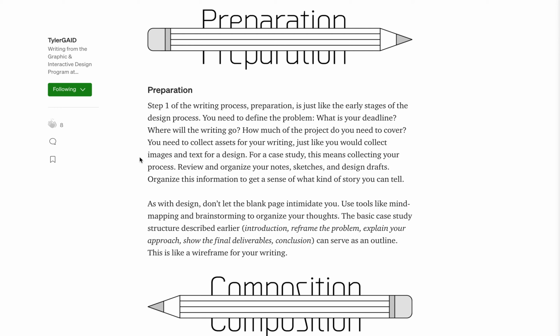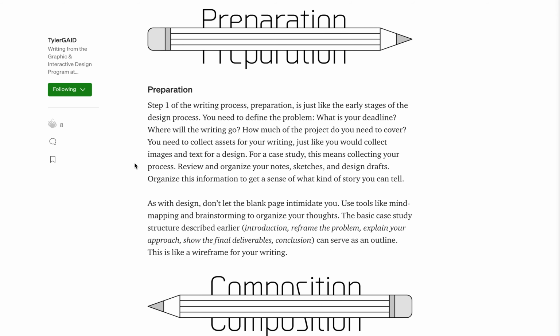What's the deadline? Collect all of the assets for your writing just like you would collect images and text for a design. So collect all of your process. For advanced design, that means collecting your group's process. Review and organize your notes. Take a look at what you submitted to Canvas or on Miro, or what you were talking with your group about on Slack. Take a look at what you've been saying and organize your notes, sketches, and drafts. Organize this to get a sense of what kind of story you can tell.